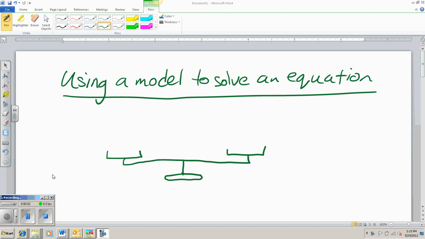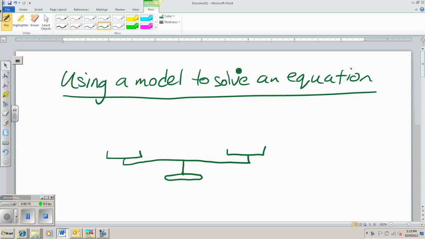Tonight we're going to use a model to solve an equation. So far we've done guess and check, which is really systematic trial. It's not random guess and check. It's smart guessing, which I guess you'd say is systematic trial. And now we're going to look at another way to actually model it.